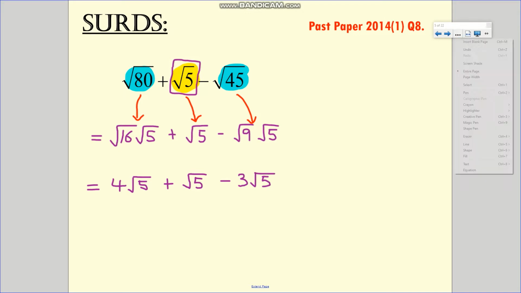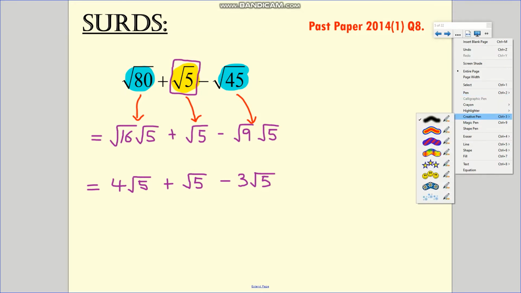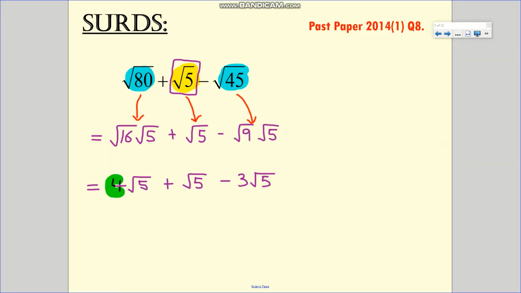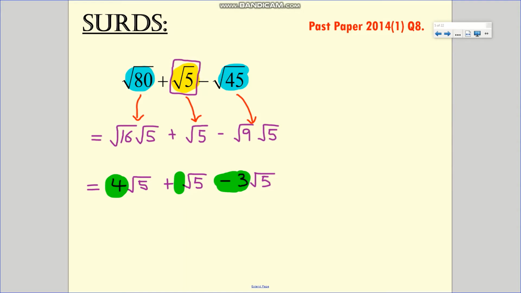The very last step of this calculation is to add up the numbers that are multiplying our surd root 5s. That is the number 4, the invisible number 1 that appears in front of a root on its own, and the minus 3. Remember to take that sign into account as well. I might even just put in my working the number 1 here. It's not very good form to put the number 1 in there, but it keeps us aware of that 1 being there.